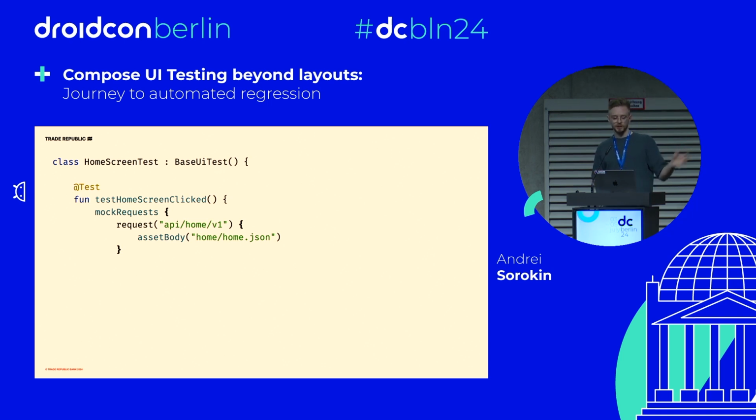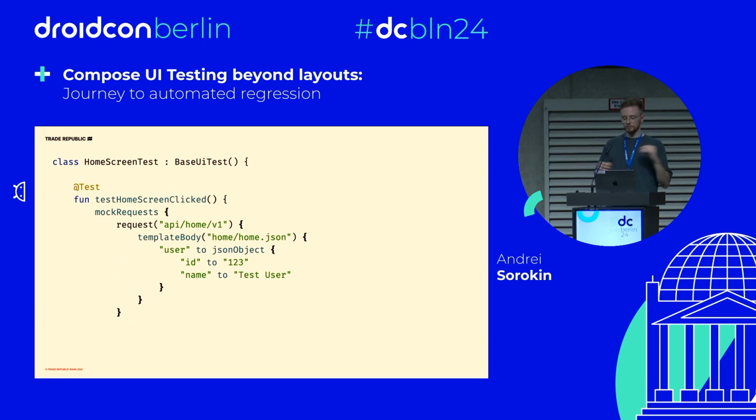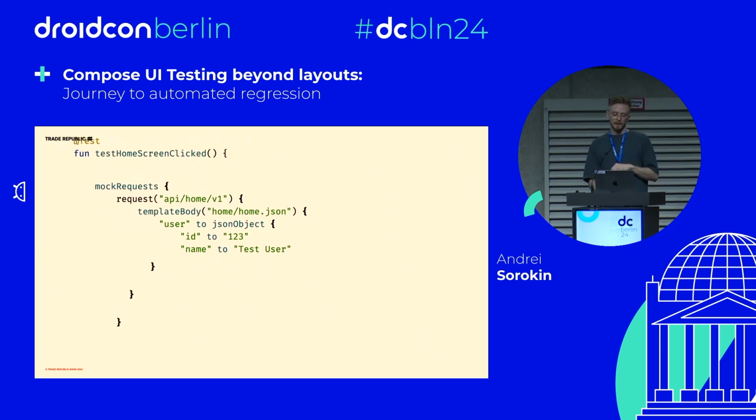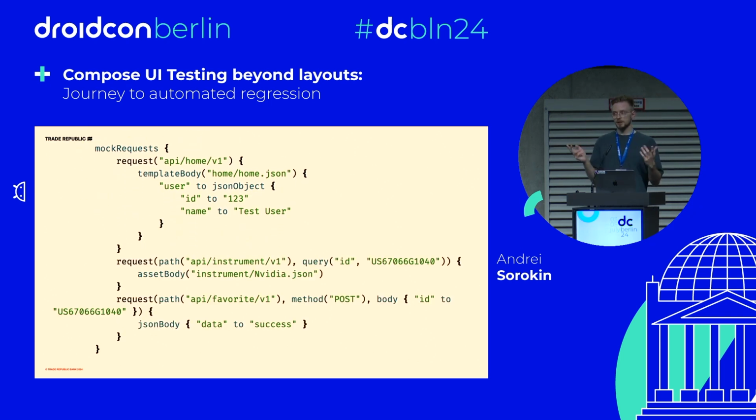So you have this mock request function, call it, and then you can actually call request, provide your path, and let's say asset body. You can choose this template that I was talking about, and just provide, again, the path, and then user would be replaced with this JSON object. And now you can also mock all of the rest of the things that you need for the test. Let's say you want to add a query parameter for an ID of instrument, return NVIDIA data there, and then you also want to match a post request for actually doing something with it, like adding or removing from favorites.